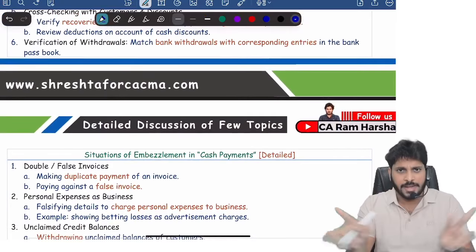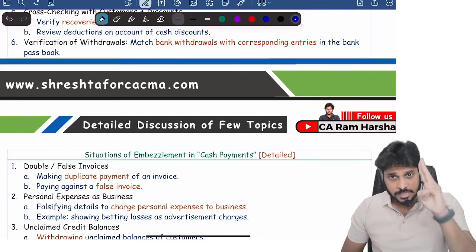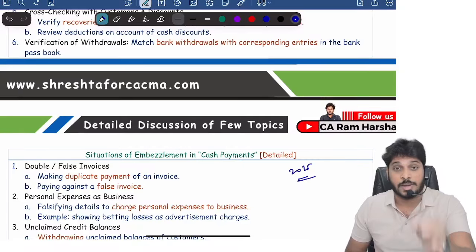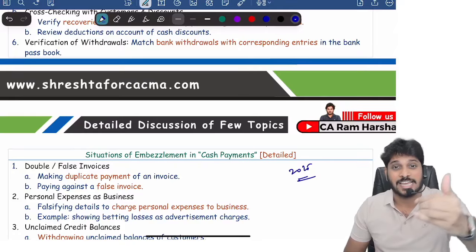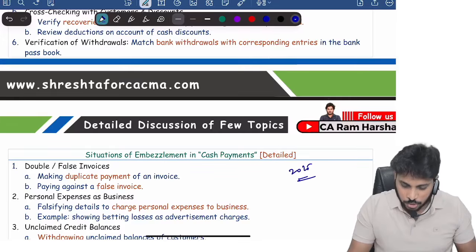These are the 2 PDFs: one I showed is the additional topics PDF, and the other is the detailed discussion PDF. These 2 are applicable for those students who have purchased the 2025 GOAT Notes edition or have taken a printout of the same. That is the first point. These are the 2 issues.